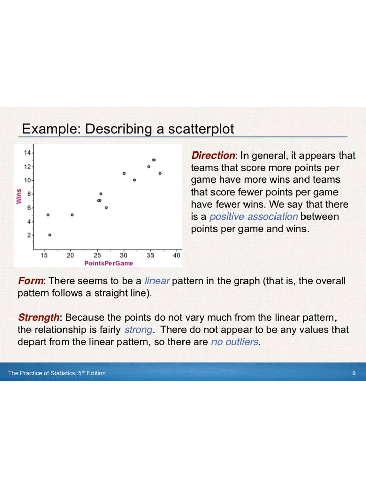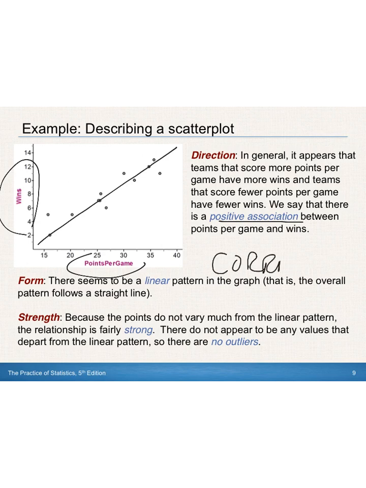But this is looking at points per game and how that relates to the wins. You'd imagine there would be a positive correlation. More points, better chance of winning. So there's a positive association for sure. It does seem to be linear instead of curved, so we can start talking about correlation. And we're going to talk about how we can calculate the strength of that when it seems linear. Pretty strong. And there are no outliers on this particular thing. So we can say that there's a positive relationship between points per game and wins.